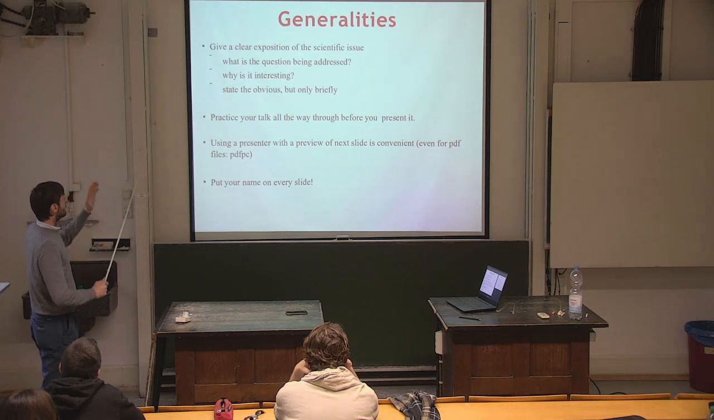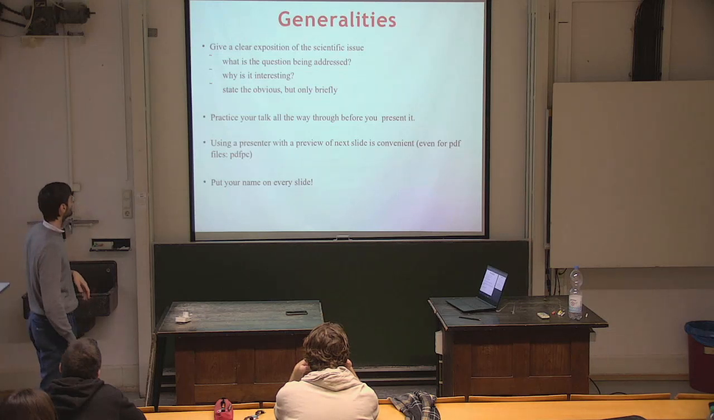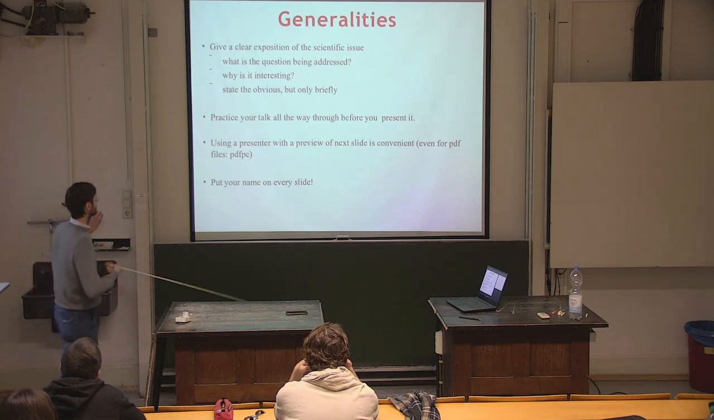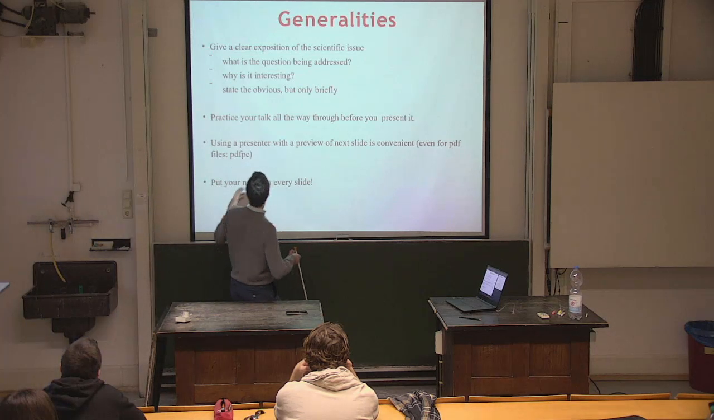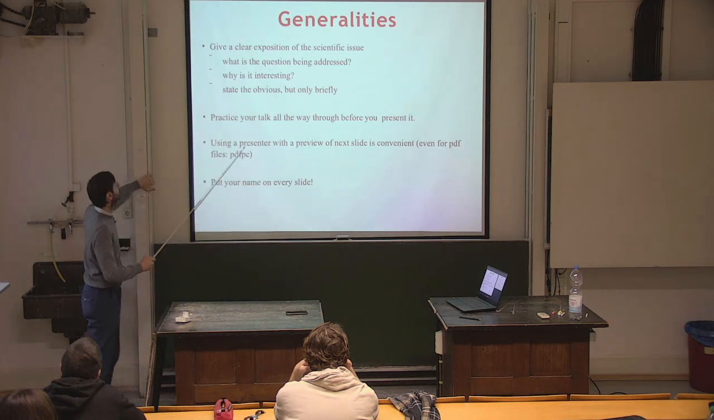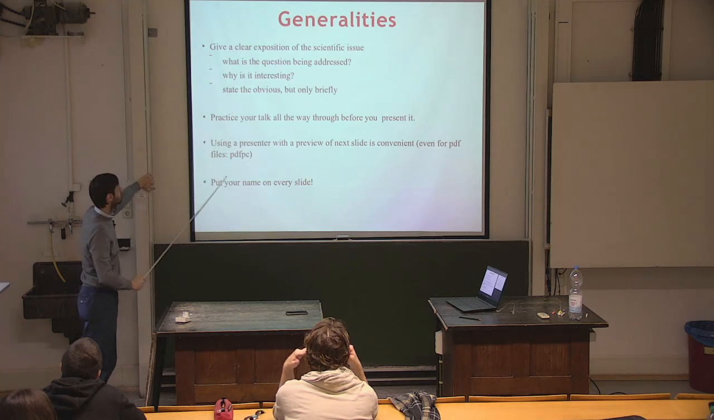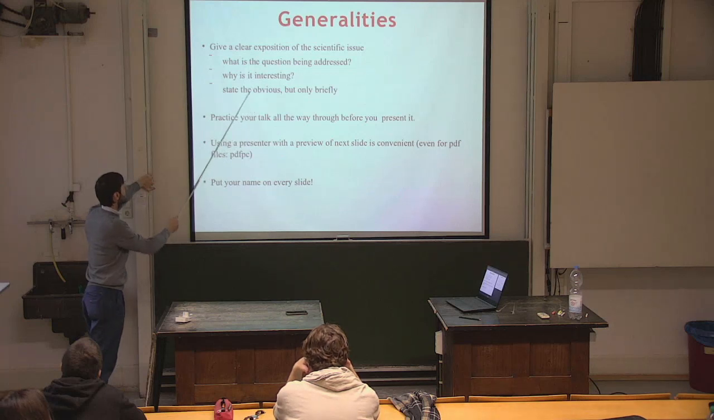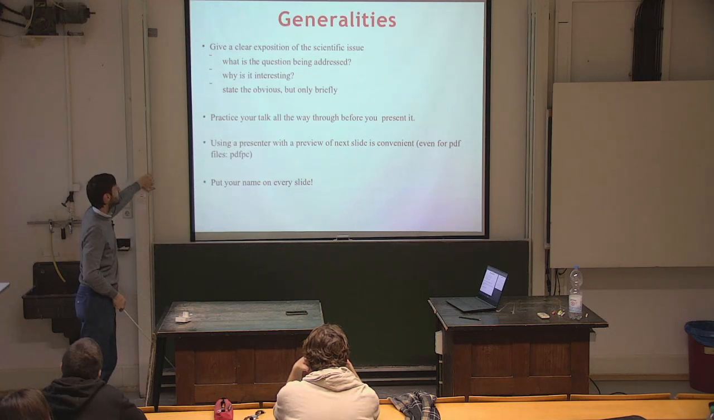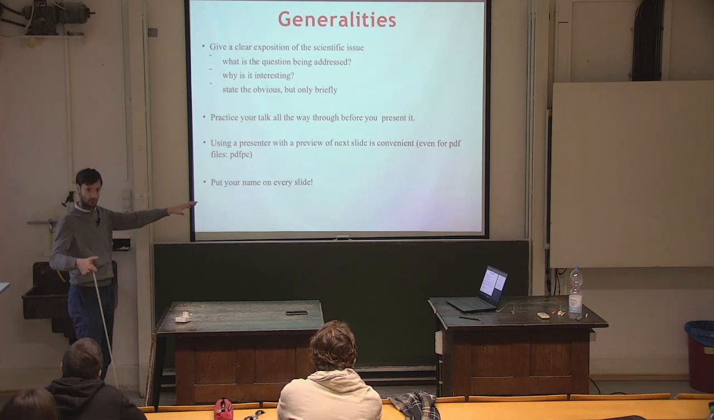Then, a clear explanation. So, how to give a clear exposition of scientific issues? Well, I already said it earlier. Make it clear what the point is, why it is interesting, so the reason why all of that is important, and state the obvious, okay? But only briefly. You can also say obvious things, but say them briefly, okay? And that's needed especially if you have a broader audience.